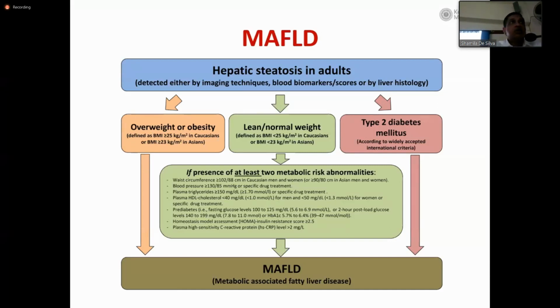And in those individuals, we should keep on looking for other minor metabolic risk factors like increased waist circumference, raised blood pressure, high triglycerides, low HDL, pre-diabetes, insulin resistance, and persistent elevated CRP. If 2 or more of the minor criteria are present, we can still diagnose MAFLD.